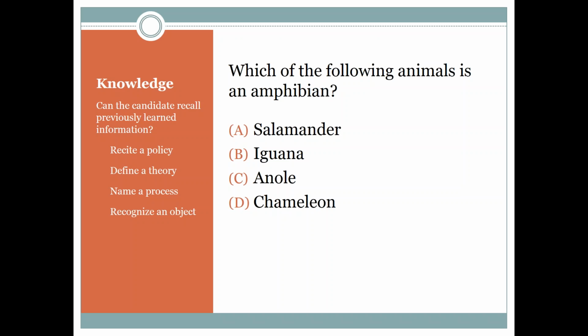So the first one here we have is knowledge. Can the candidate recall previously learned information? That is such as reciting a policy, defining a theory, naming a process, or recognizing an object. For lack of better words, it's more or less a basic level of writing. Can a candidate recall something that they've learned, that they've studied, something they were taught? To this point, which of the following animals is an amphibian? It doesn't require any additional thinking outside of, have they learned which of the following is an amphibian?